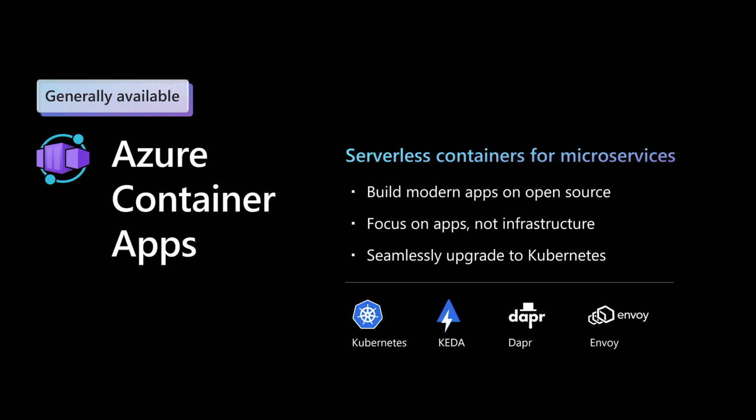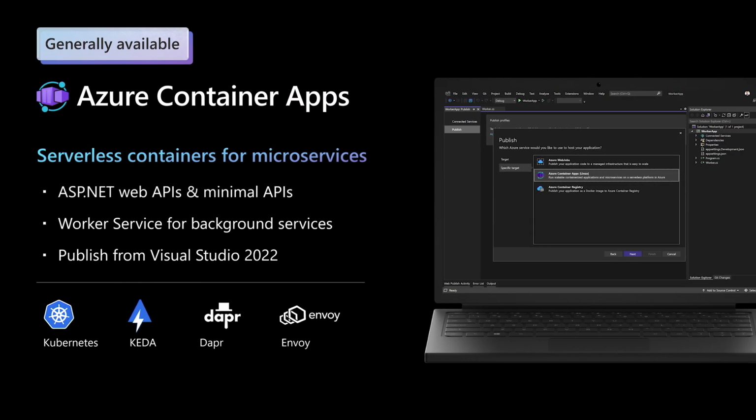Container apps abstract away Kubernetes and let you focus on building apps instead of managing infrastructure. It lets you perform modern application lifecycle tasks such as application upgrades, traffic shifting, and versioning, ready to run for teams of every skill set. Container apps are perfect for microservices built with .NET 6. Whether you're building ASP.NET Web APIs, minimal APIs, or using the worker service template for background services, container apps can run them seamlessly. You can also deploy them to container apps with Visual Studio 2022.